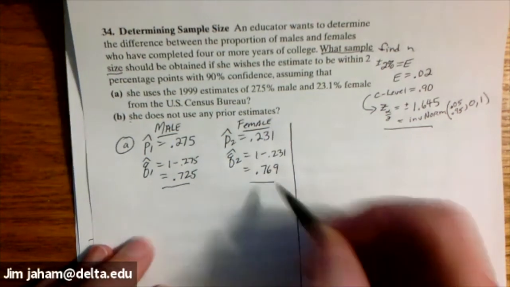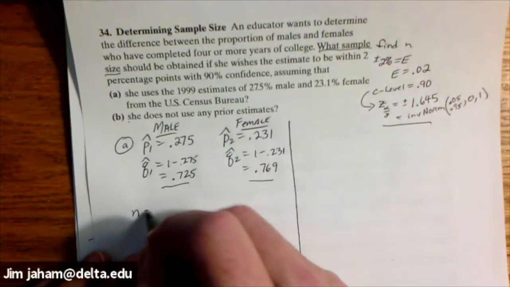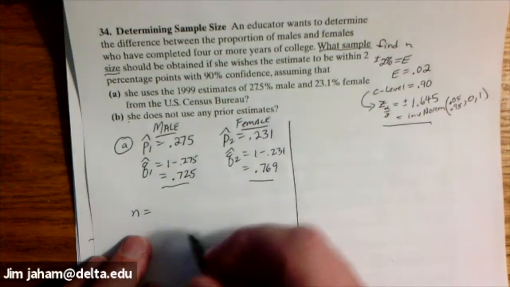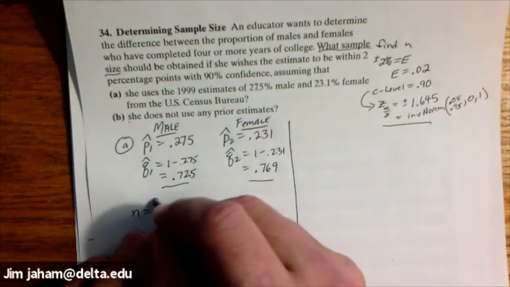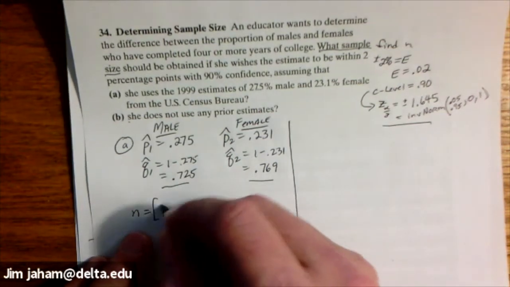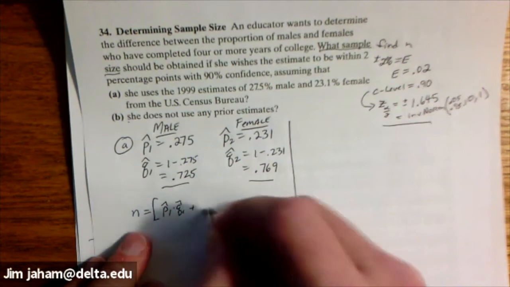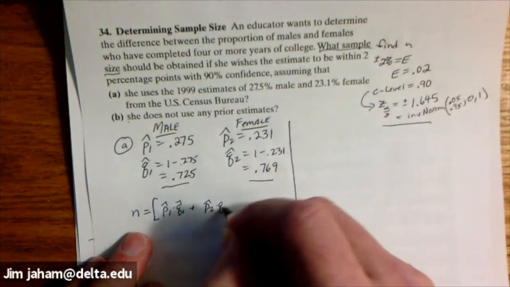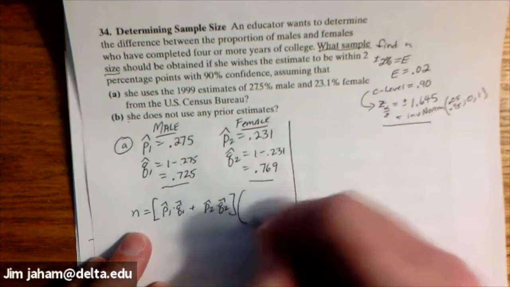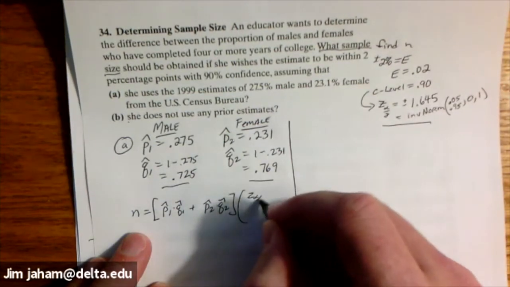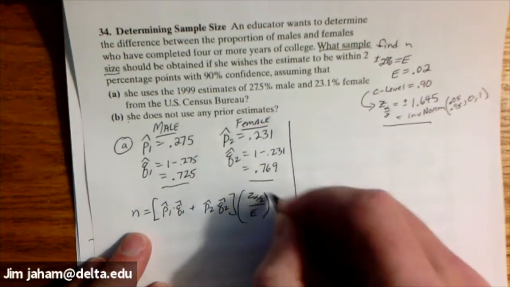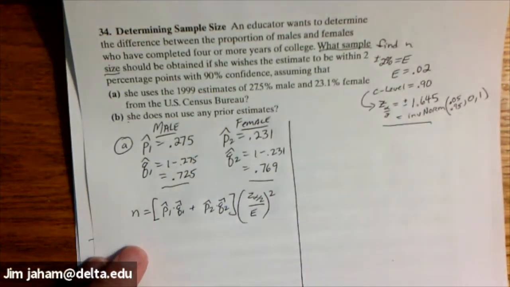All right, now we're ready. So N is equal to, we're going to take p1 hat times q1 hat plus p2 hat times q2 hat, and then we're going to multiply it by our critical value for Z divided by the margin of error and square that number. So now it's just a matter of plugging everything in and evaluating.